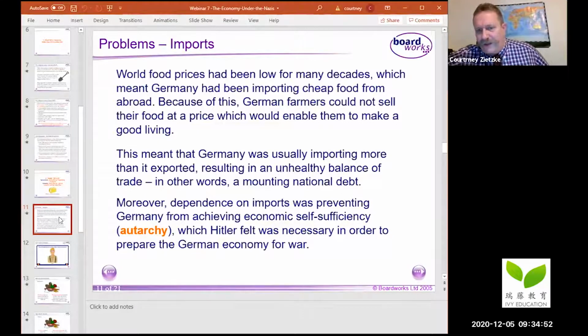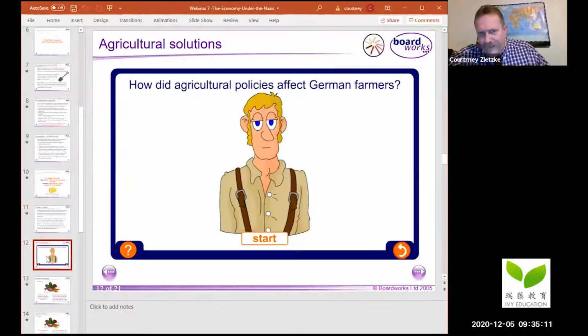Moreover, dependence on imports was preventing Germany from achieving economic self-sufficiency, what they called autarky, which Hitler felt was necessary in order to prepare the German economy for war. Again, like I said, this was no accident. How did German agricultural policies affect farmers?